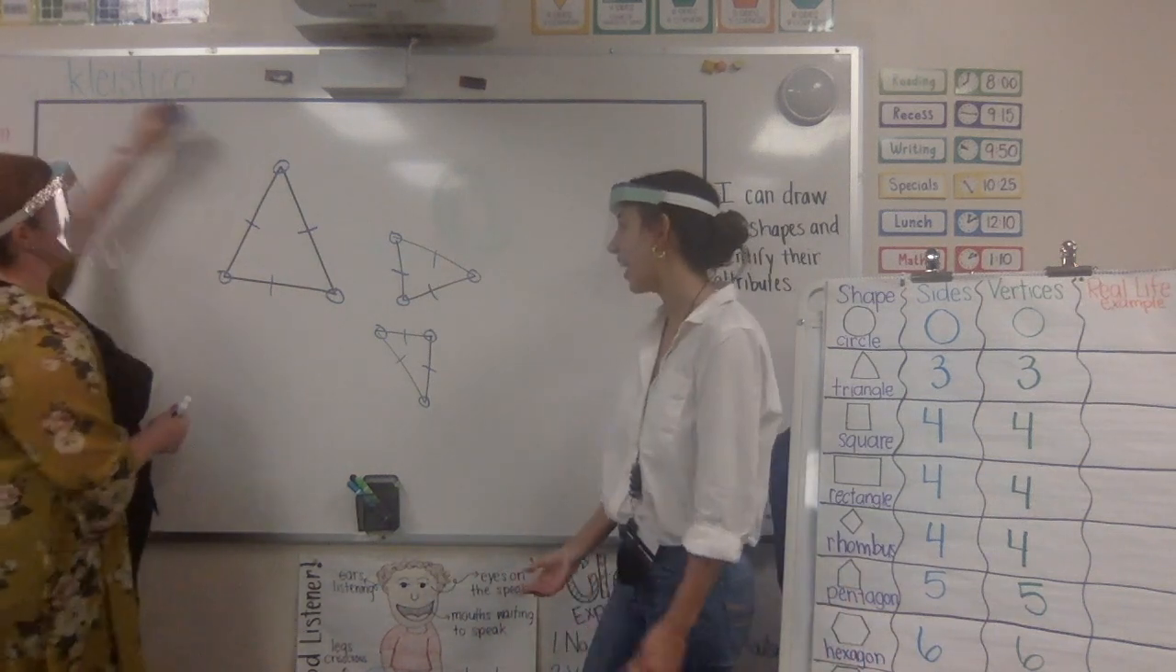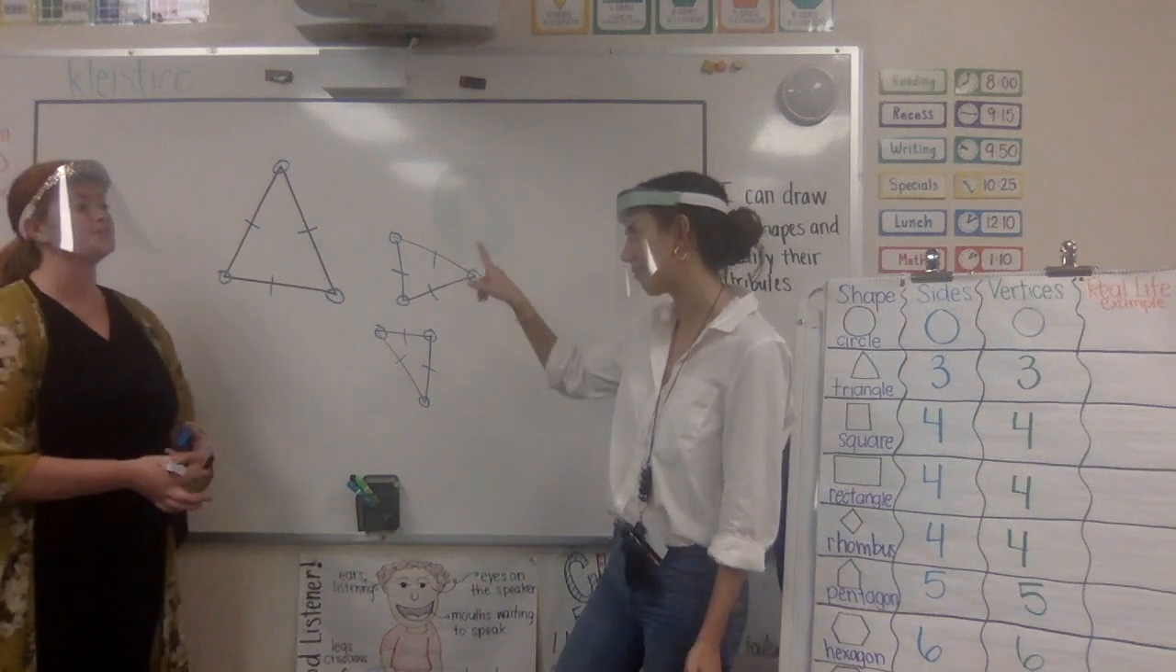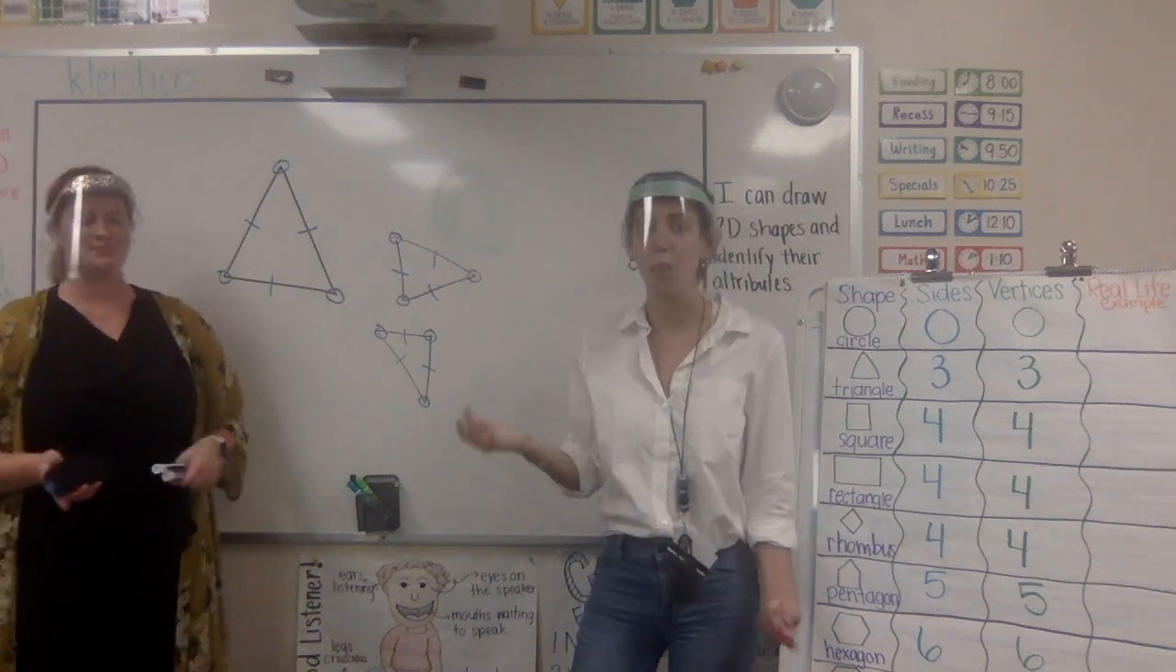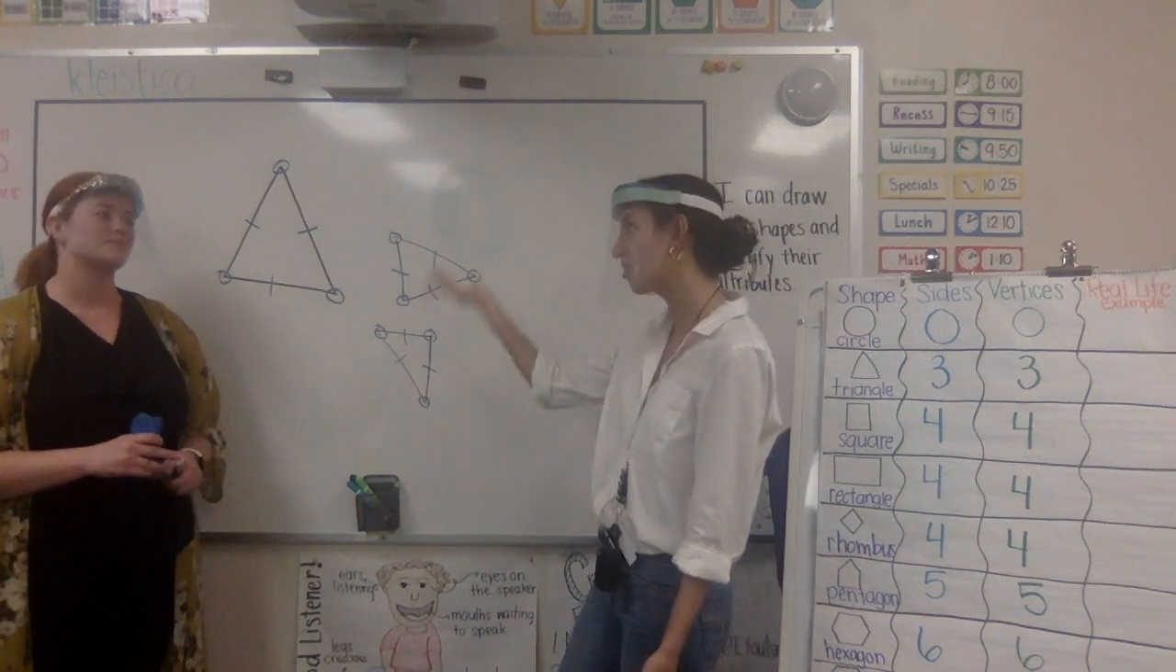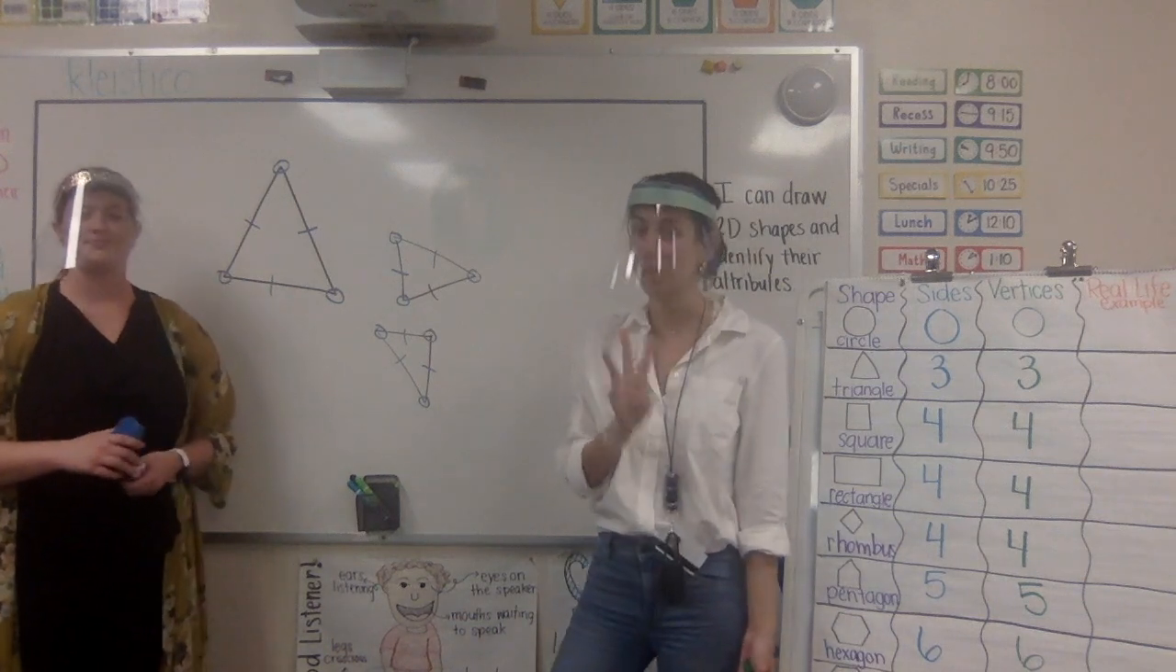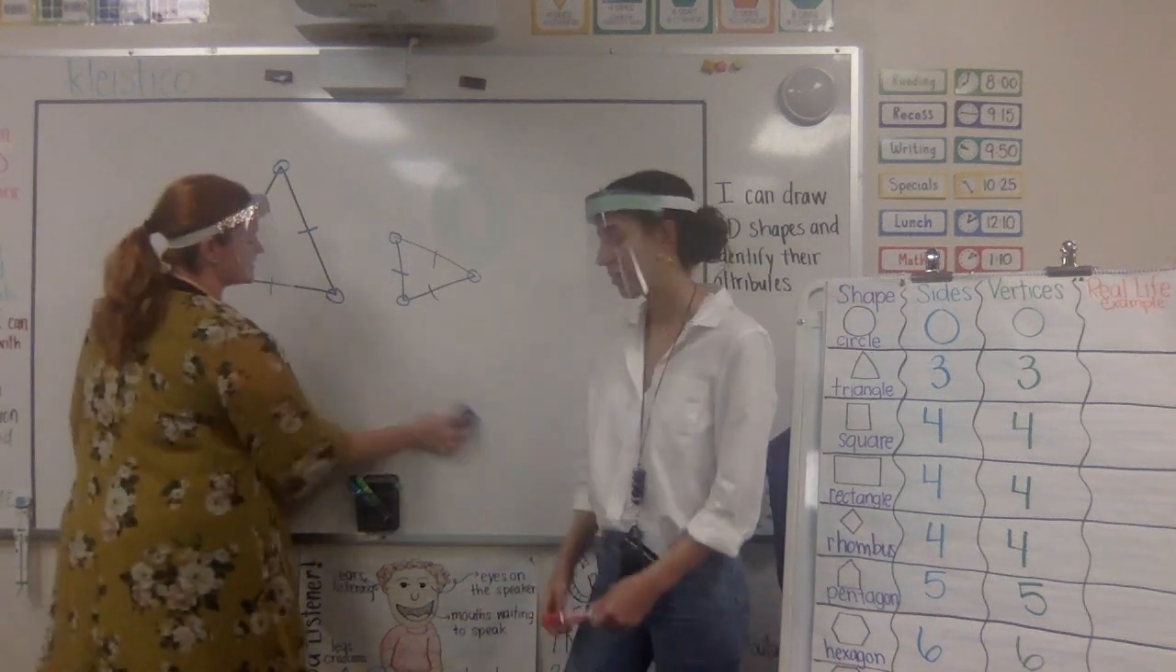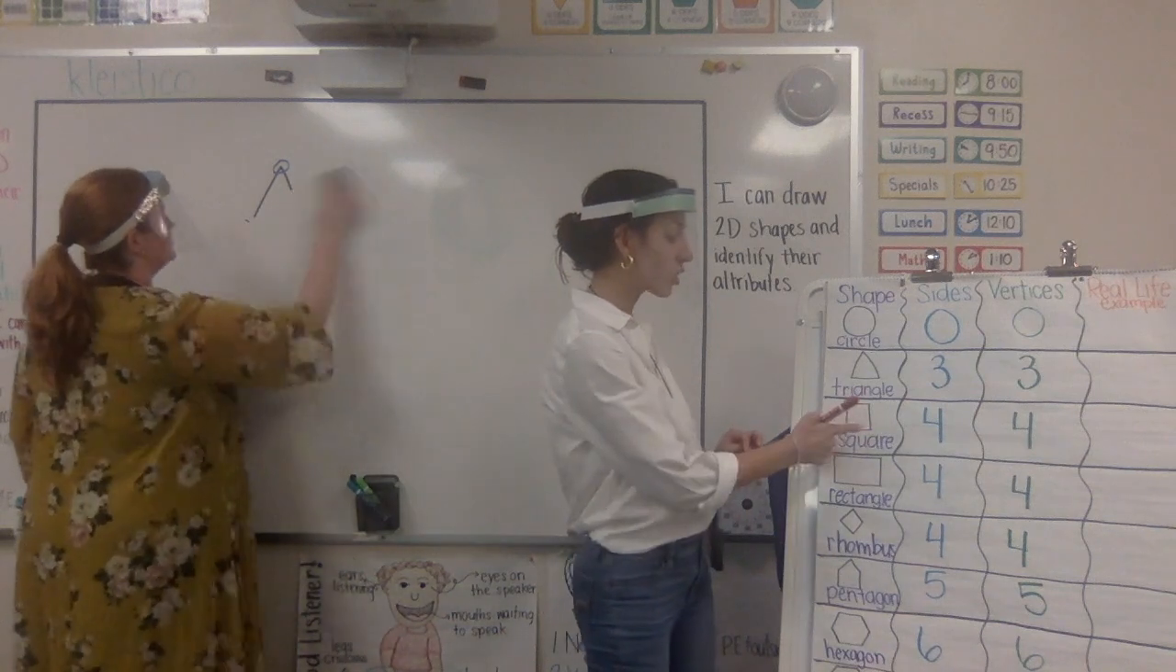That's right. And eventually you'll learn about the different types of triangles and exactly what they're called. But for right now, these are all triangles with 3 sides, 3 vertices. Well, what's next, Miss Lestico? Ooh, next we have a square.